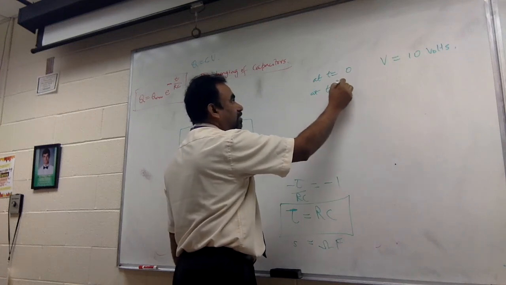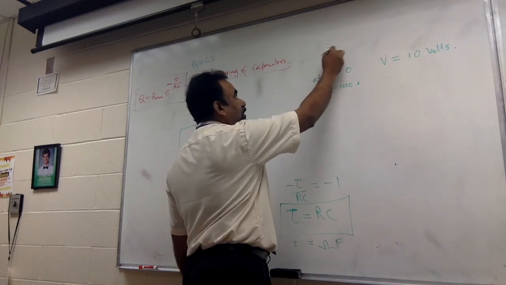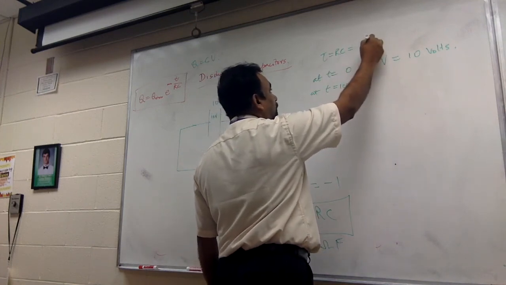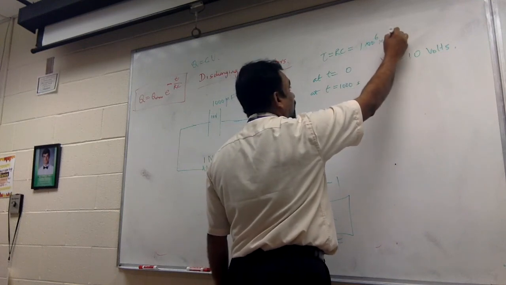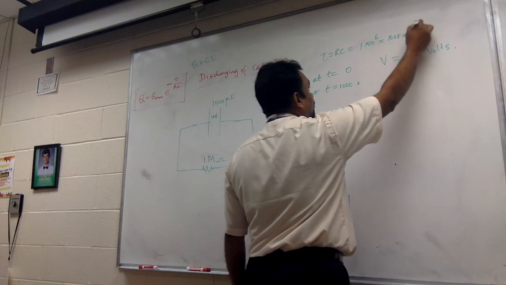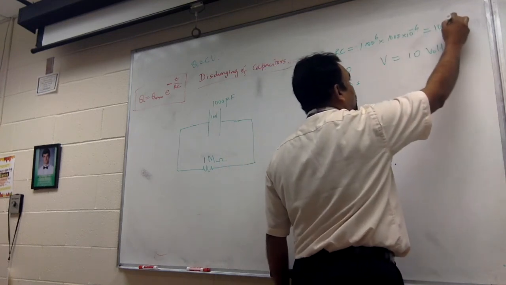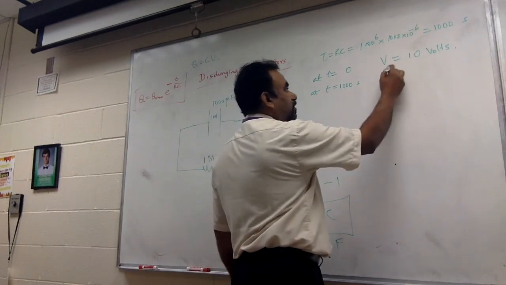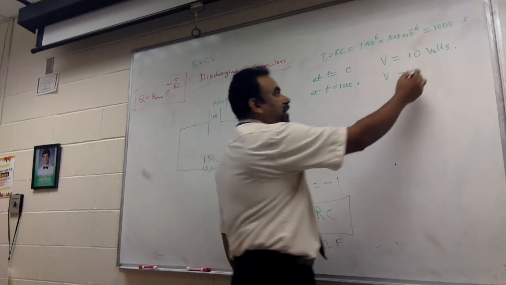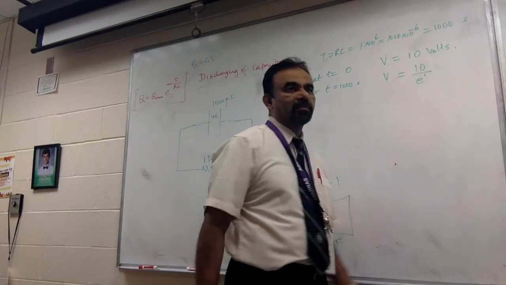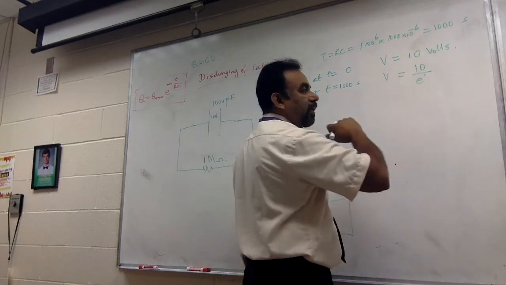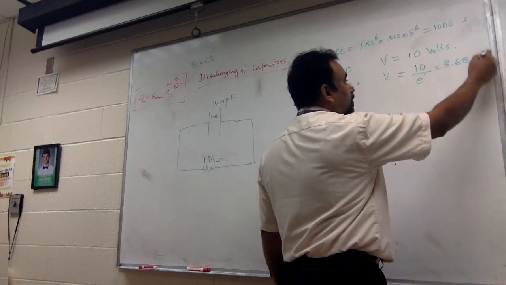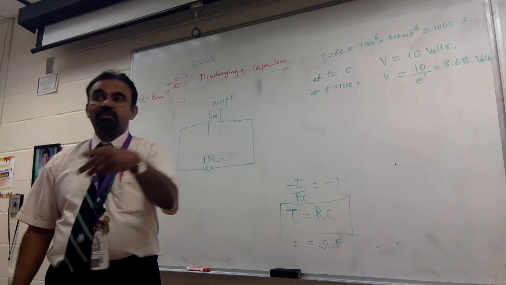At time t equal to 1000 seconds. So tau equals RC, which is 1 mega ohm, 1 times 10 to the power 6, times 1000 times 10 to the power negative 6. So that's how you get 1000 seconds. After one time constant, the voltage goes to what? 10 over e to the power of 1, right? 10 over e. How much is it? 3.68 volts. So after 1000 seconds, it drops to that much.